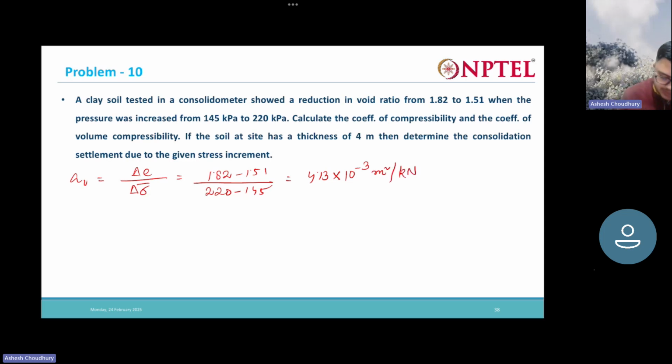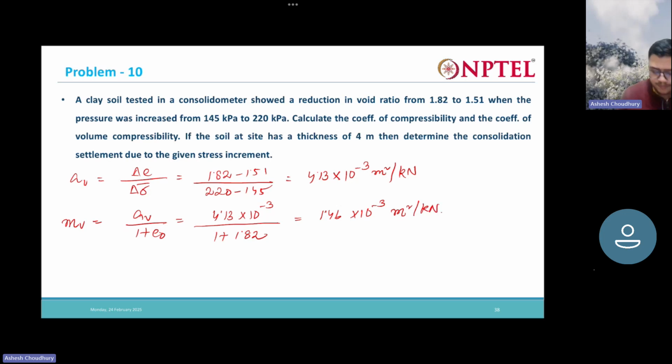Right? Next again, MV is AV by 1 plus E naught, 4.13 into 10 to the power minus 3 divided by 1 plus E naught, which gives 1.46 into 10 to the power minus 3 meter square per kilonewton. Done. So we've already calculated the coefficient of compressibility and the coefficient of volume compressibility.